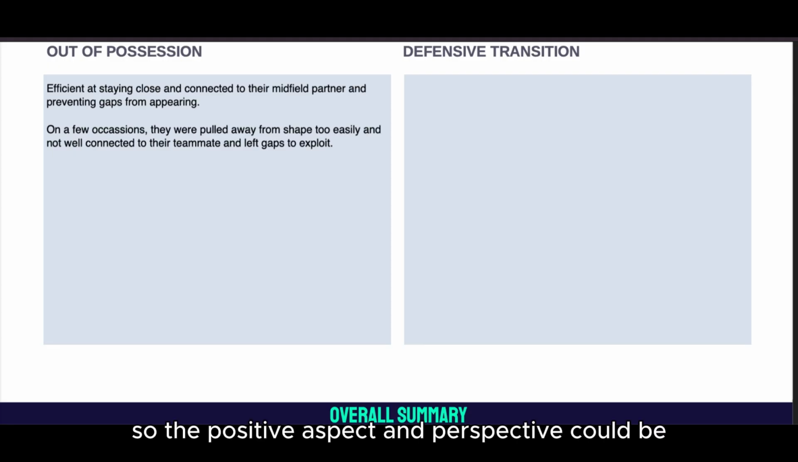The positive perspective could be: efficient at staying close and connected to their midfield partner and preventing gaps from appearing. From a negative perspective, you could say on a few occasions they were pulled away from shape too easily and not well connected to their teammate, leaving gaps to exploit.